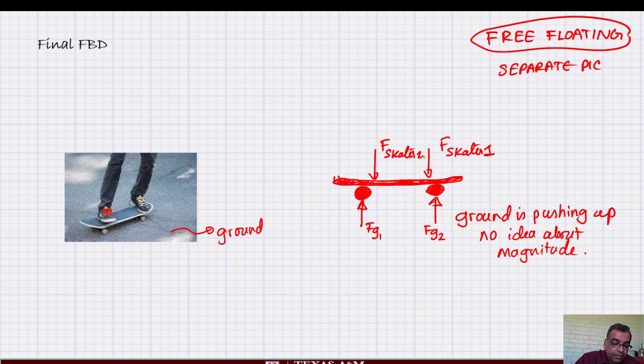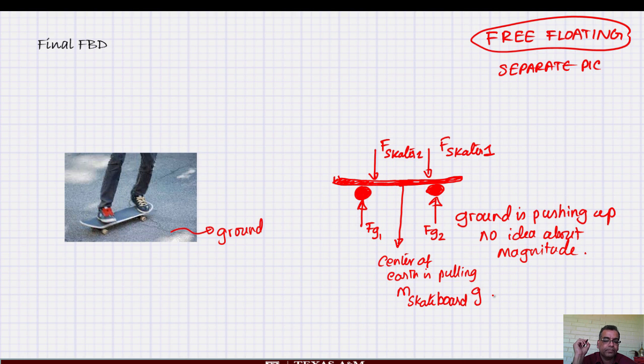What else is happening? There is gravity acting on this. So the center of the earth is pulling. And the magnitude of this is known: M skateboard times G. That's my free body diagram.